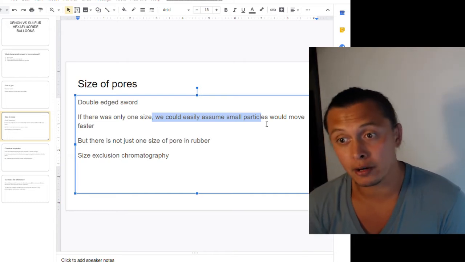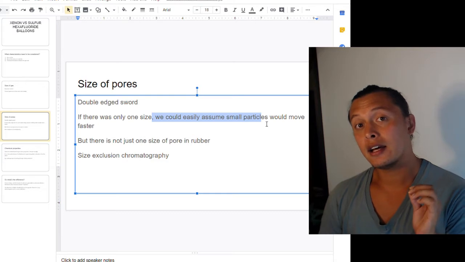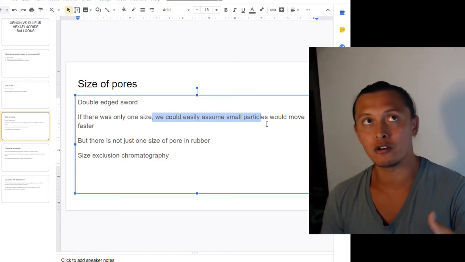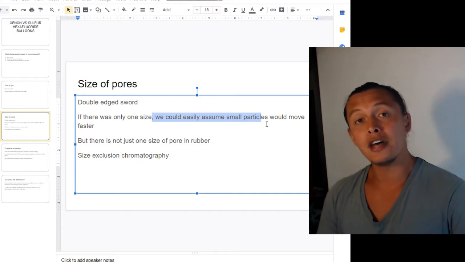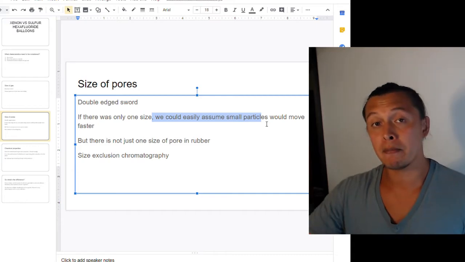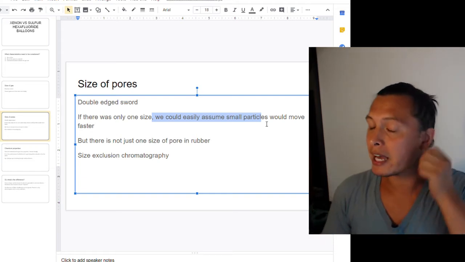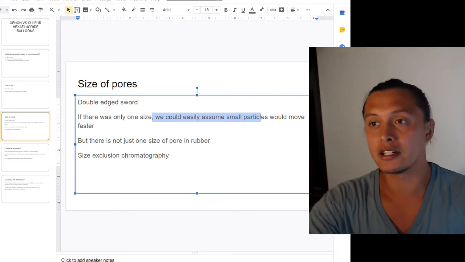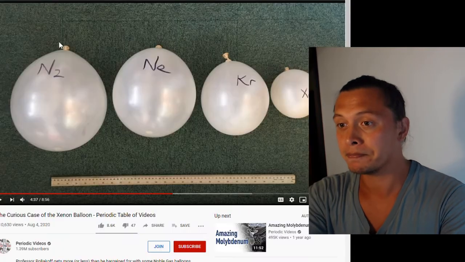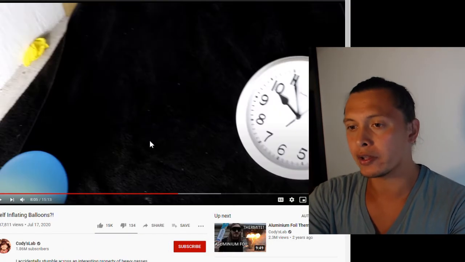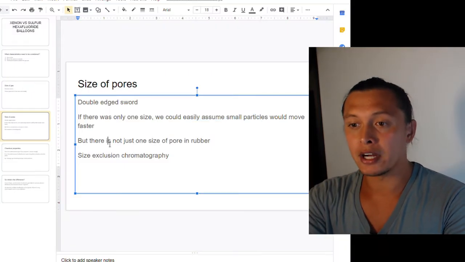Okay, so that could theoretically happen, and since Brownian motion is associated with pores or associated with molecule size, then the smaller molecules would in fact be better at traversing the balloon's material. But that is not what is happening in our demonstrations, because as you can see here, the larger xenon molecules were able to move much more quickly. So what is happening here?